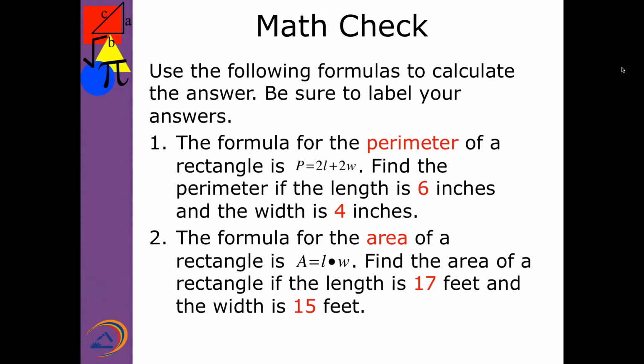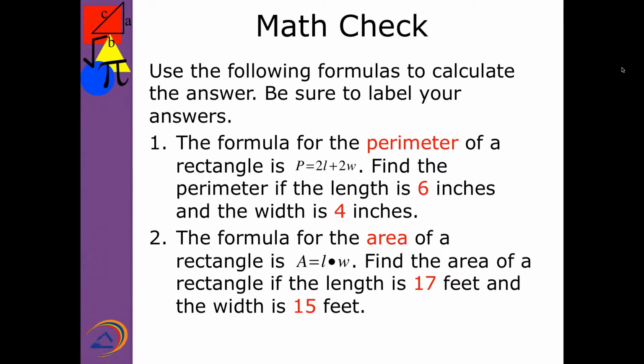Welcome back. Let's do a math check. Be sure to use the following formulas and to label your answers. So number 1, the formula for the perimeter of a rectangle is perimeter equals 2 times the length plus 2 times the width. I want you to find the perimeter of this rectangle if the length is 6 inches and the width is 4 inches.